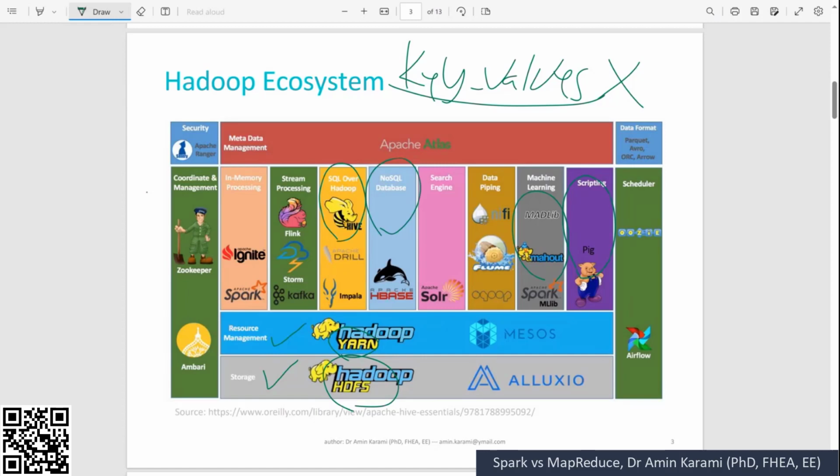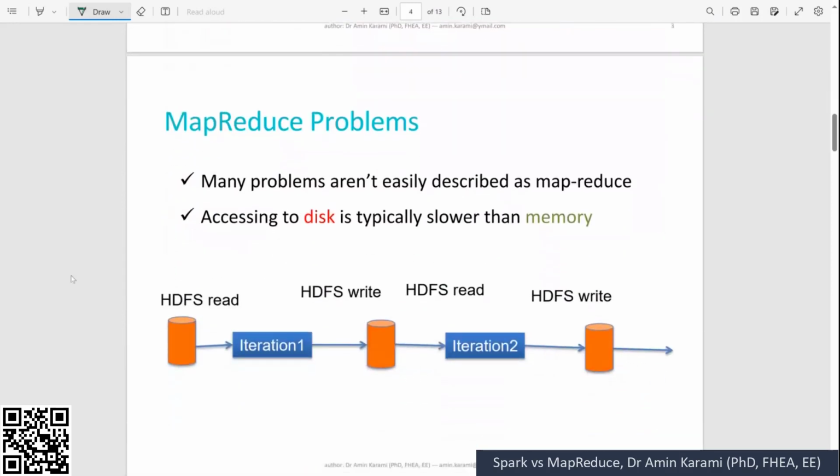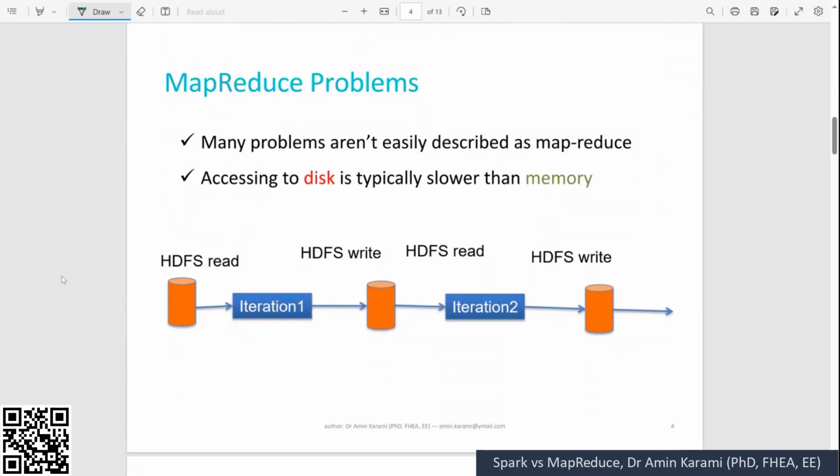Hard disk means that they are very slow, right? The problem is accessing the disk, because it's very slow. It's also slower than memory. This is the big problem with map and reduce.